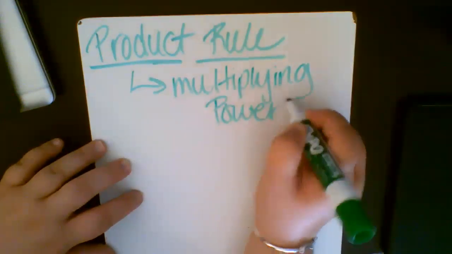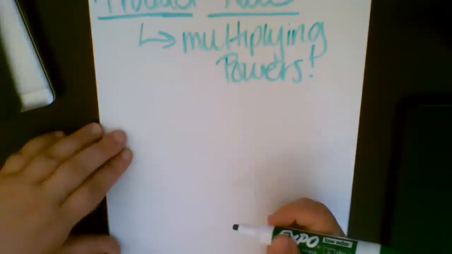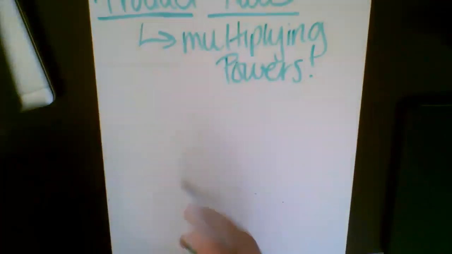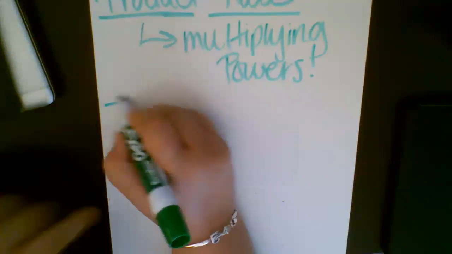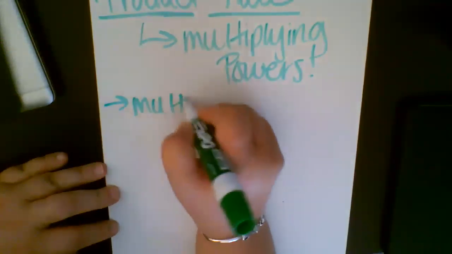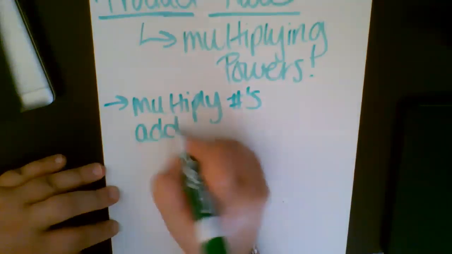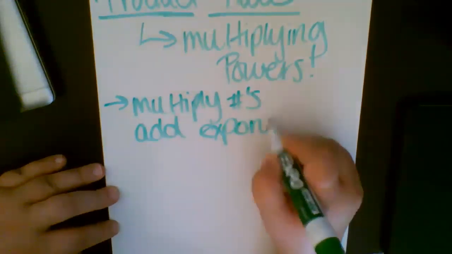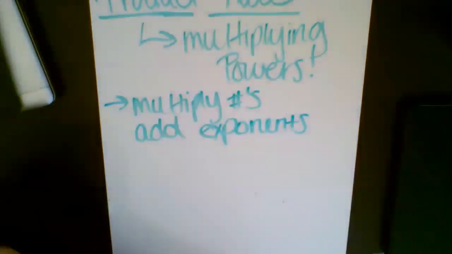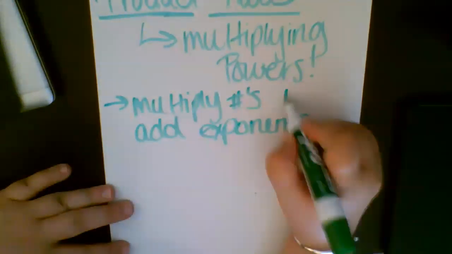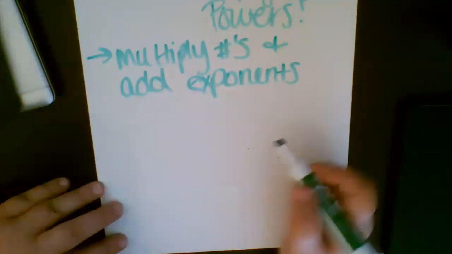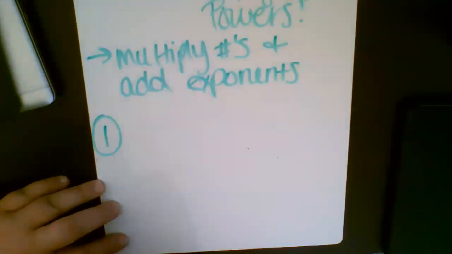Okay. And as a general rule of thumb for the product rule, we're going to multiply the numbers and add the exponents. Okay, and you'll see what I mean in a second, what this looks like. But as a general rule of thumb, we're going to multiply the numbers and add the exponents. So these are easy, then we're going to make this a little bit more challenging. So let's start with a super easy example, number 1.